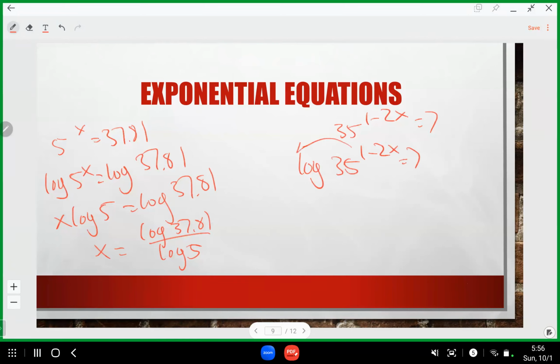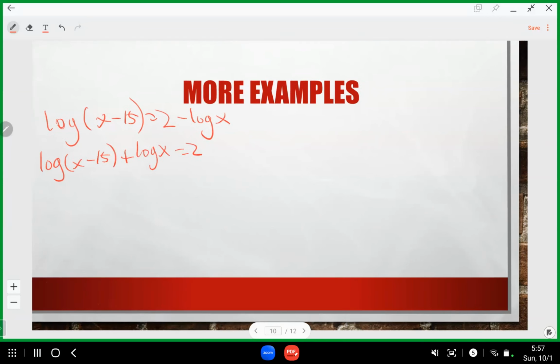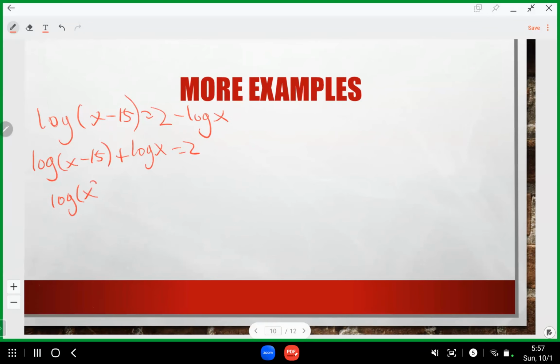So some more examples of log equations. We're going to go into logarithmic equations now. So let's just do this one. For this one, what you have to do is combine the logs. So log of x minus 15 plus log of x is equal to 2. What we can do to combine the logs is to multiply them. So we get log of x squared minus 15x is equal to 2.